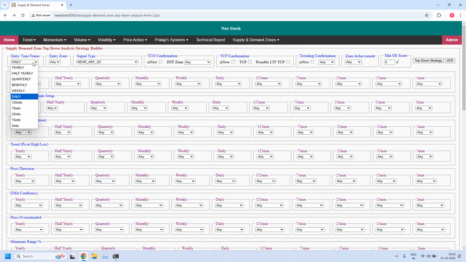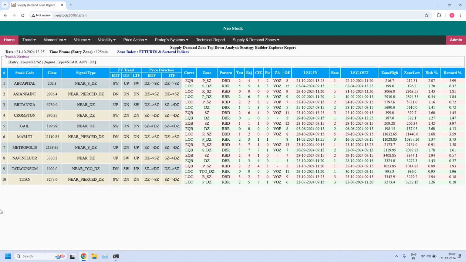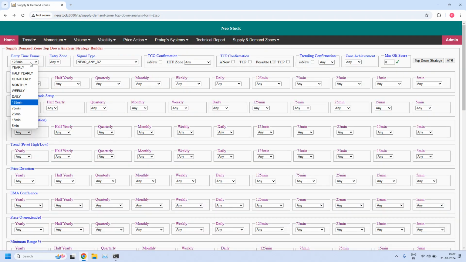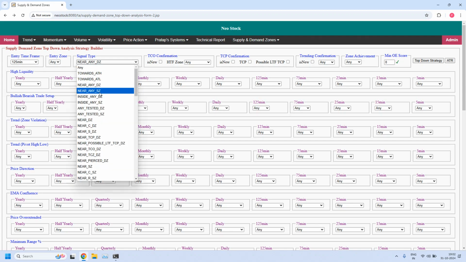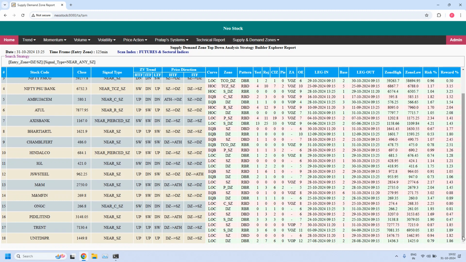Okay, next time frame is 125 minutes. So let's find the stocks near 125 minutes demand zone. 10 stocks are filtered. Next, for 125 minutes time frame, let's find the stocks near 125 minutes supply zone. These are the first 15 stocks. I'm scrolling the list down. So total 18 stocks are filtered.